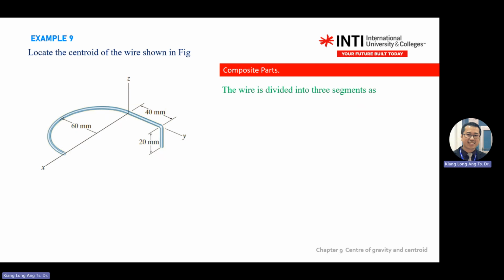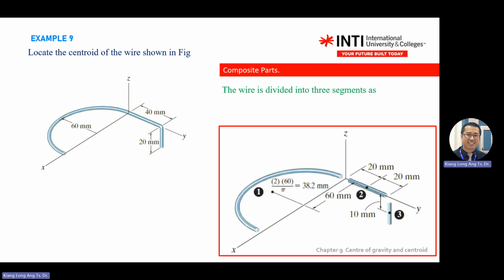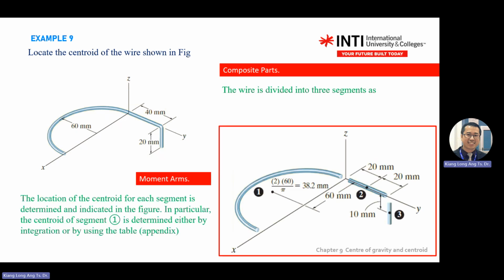Second, you do like what you learned in the previous class. You do it one by one. So for the composite part, second, you do the moment arm. The location of the centroid of each segment is determined and indicated in the figure. The centroid of segment 1 is determined either by integration or using a table.